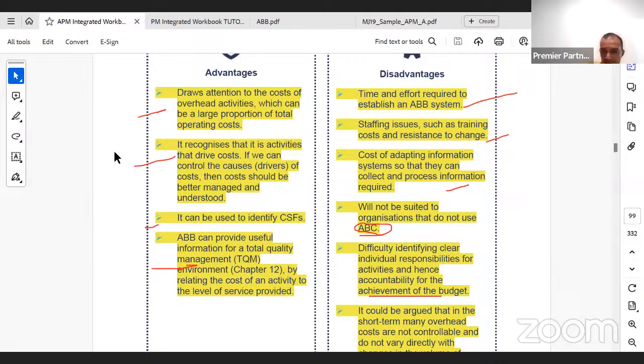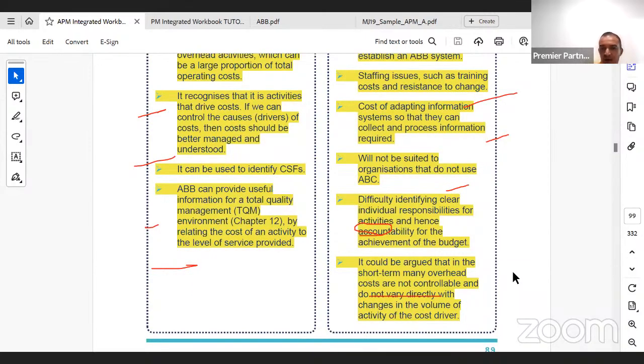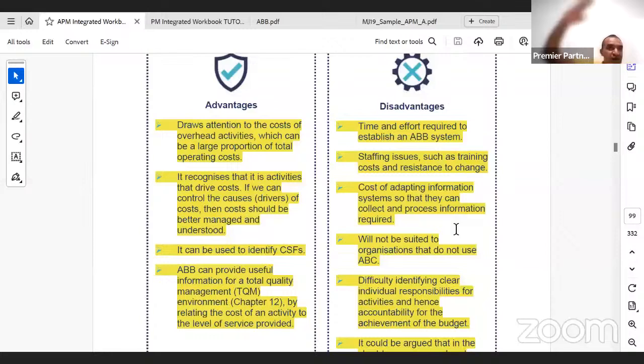And then it could be argued that in short term, many overhead costs are not controllable and don't vary directly with changes in the volume of activity of the hotel. For example, rent overhead, security expense overhead, electricity overhead, right? Based on number of units we do, it's constant. So then, can we apply activities? Is another question, right? So guys, you need to put these under separate headings, structure, and relate it to the scenario. All right.